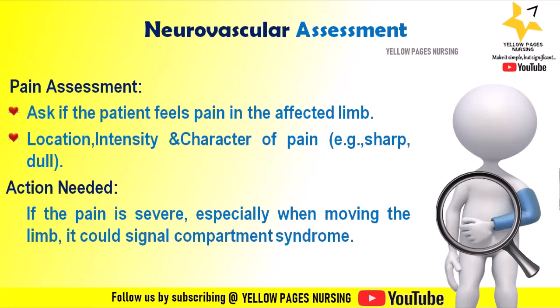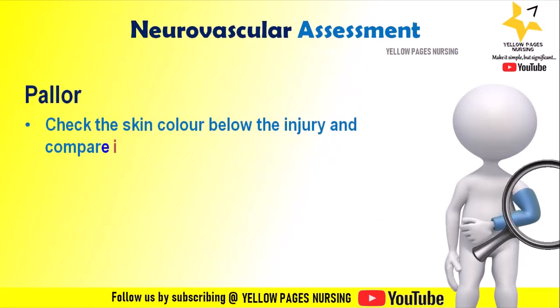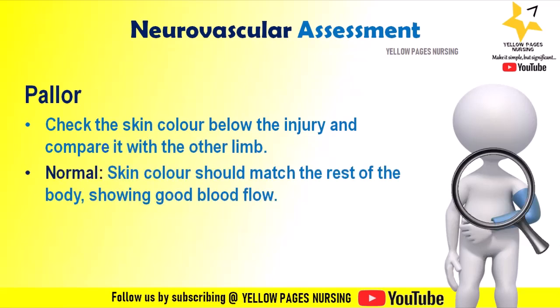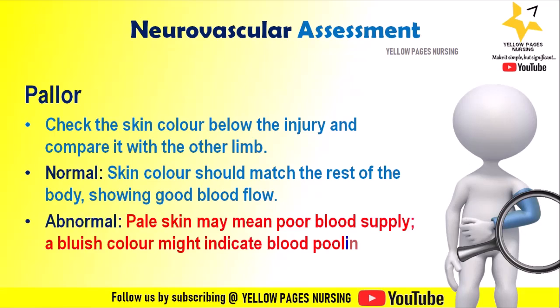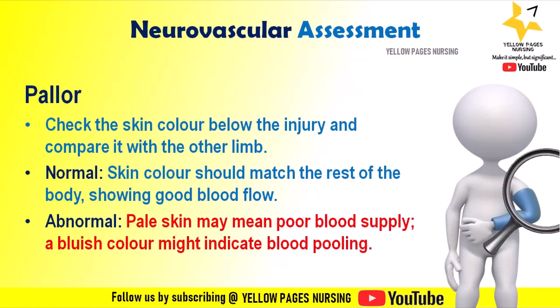Next comes pallor. Pallor assessment includes checking the skin color below the injury and comparing it with the other limb. Normally, the skin color should match the rest of the body, showing good blood flow. If it is abnormal, it might be indicated by pale skin, which means poor blood supply, or a bluish color, which might indicate blood pooling.